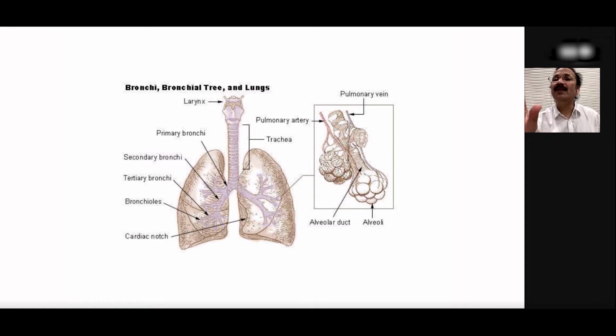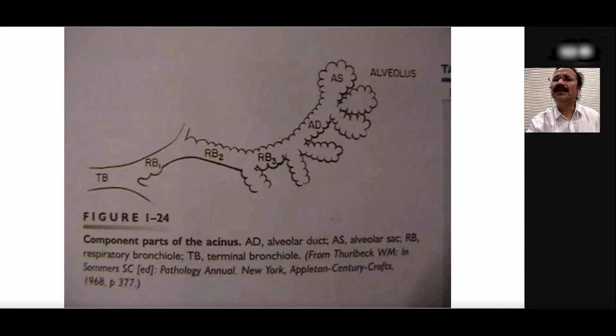So it is the alveolar duct, alveolar sacs, and you can see the saccular arrangement. Now, to be more precise, you should know this diagram. This diagram is actually given in physiology books, where you can see the RB is the respiratory bronchioles, and they keep on dividing into RB2, RB3, then the alveolar ducts, and then the alveolar sac.